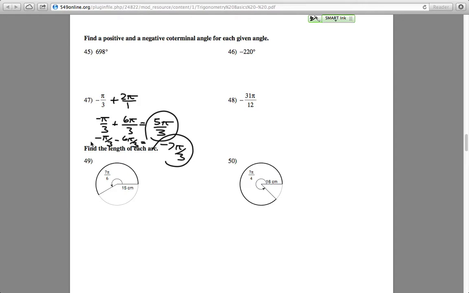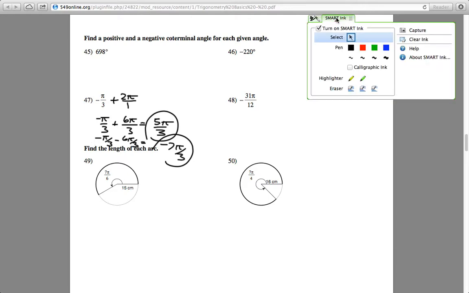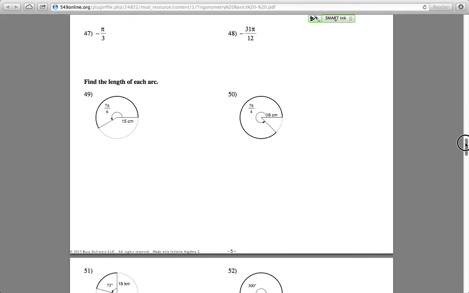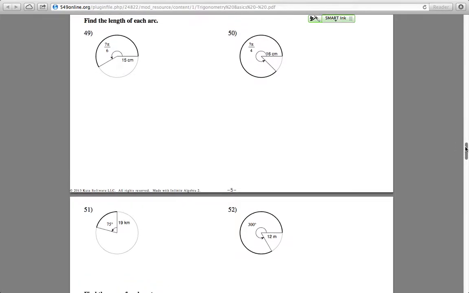Okay, real quick, arc length and area of the sector, and then I'm going to show you what to do for homework tonight. How do you find arc length? Please don't make this complicated. This is probably the easiest thing I'll teach all year. It is as simple as knowing the formula. If you do not know the formula, it will be pretty difficult.